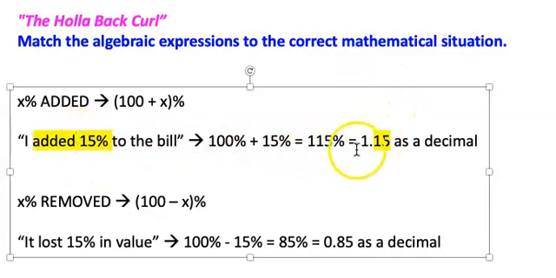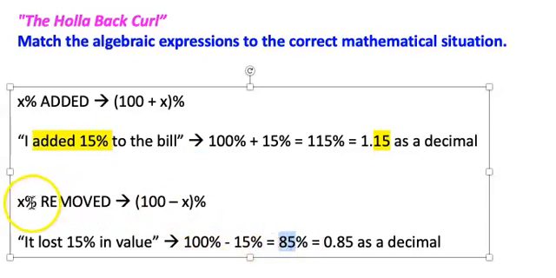You kind of see what's going on right there. Added 15%, 1.15. If I removed the percent, you basically remove it from 100. So it's going to be either 100 plus the percent or 100 minus the percent. Let's say something lost 15% in value. You would take 100% minus 15%, which means 85%.